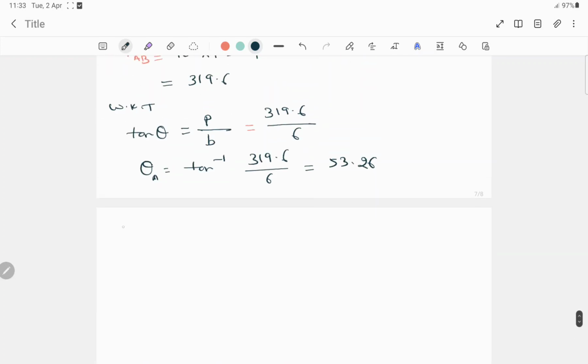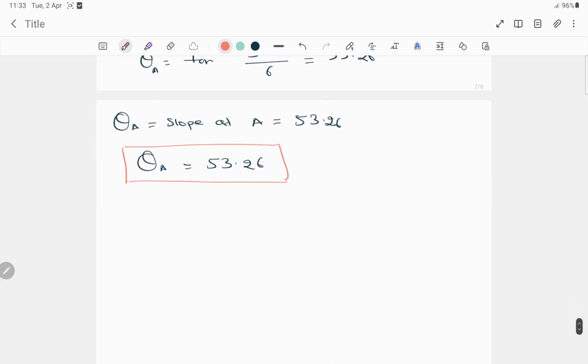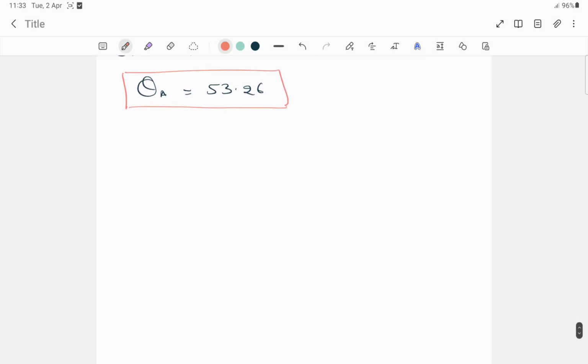So now theta A is equal to slope at A is equal to 53.26. So this is the value for slope at A. Now again we have to find the value for theta B, and theta B is nothing but slope at B.